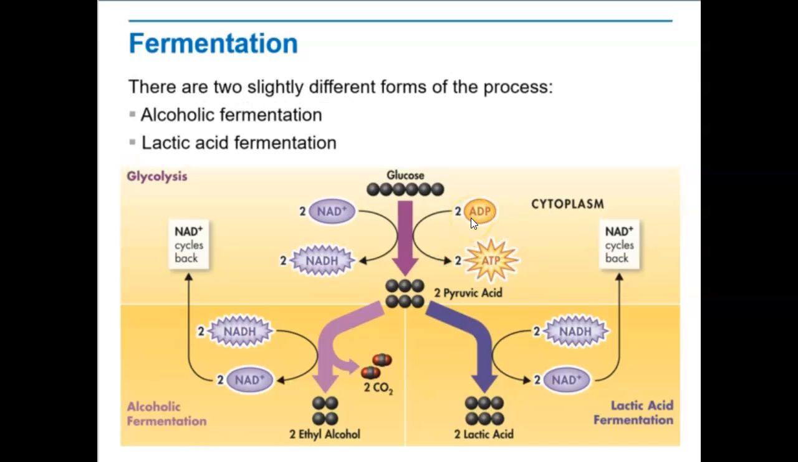So there are two slightly different forms of the process. We have alcoholic fermentation and we have lactic acid fermentation. Alcoholic fermentation is the process that would create alcohol in, for example, beer, wine, liquor. It's also the process that produces bubbles in your bread. So this is very useful for a lot of different things.